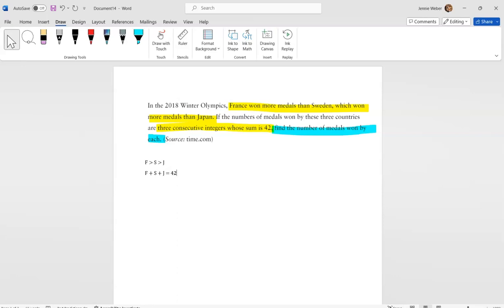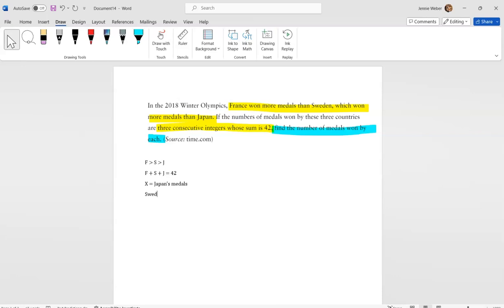But I don't want 3 variables. But I know that they're consecutive integers, right? Which means that, what is a consecutive integer? Integers are 1, 2, 3, 4, 5. So I know that from this piece of information, right? I know that Japan is the smallest. So I'm going to set x equal to Japan's medals, okay?